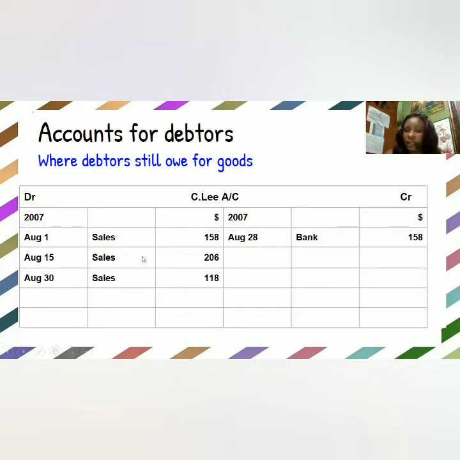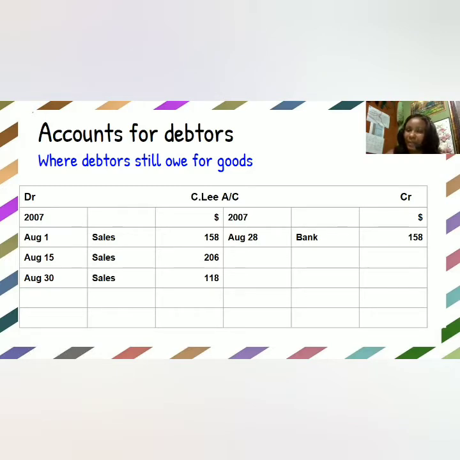And it's going on the debit side because Sealy is getting that goods. August 15, sales 206, which means what? Awesome. We're selling goods to Sealy on credit for $206. August 30, sales 118. We are selling goods costing $118 to Sealy. Okay, on August 28th, bank 158. What does that mean? On August 28th, Sealy paid us 158 by check.